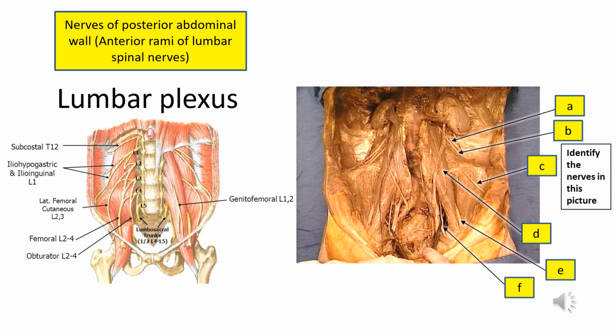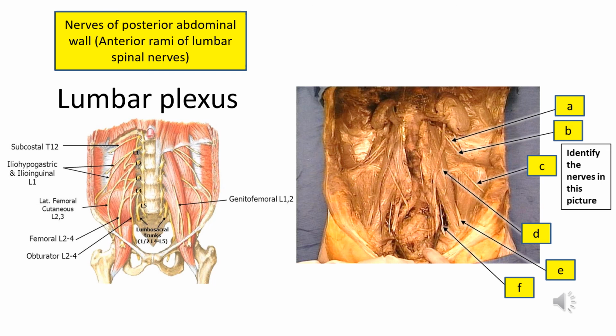Second question. Identify the nerves in this picture. A. Iliohypogastric nerve. B. Ilioinguinal nerve. C. Lateral femoral cutaneous nerve. D. Genitofemoral nerve. E. Femoral nerve. And F. The obturator nerve.